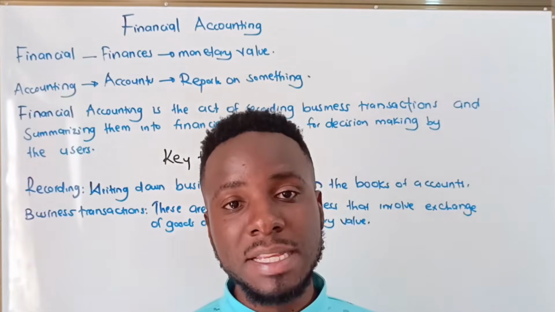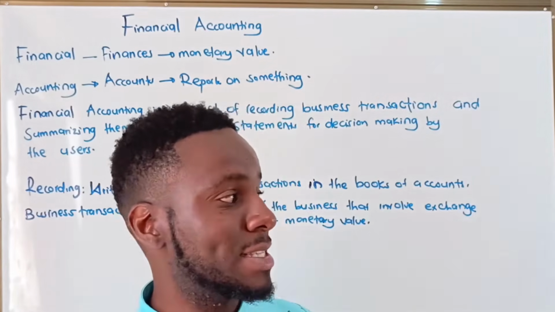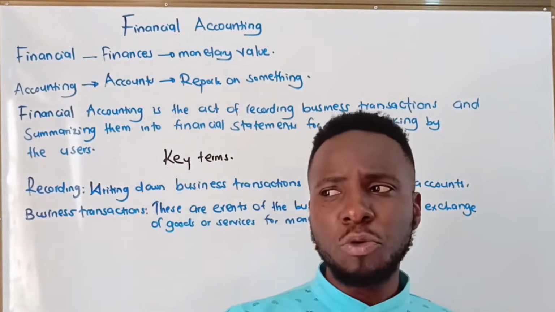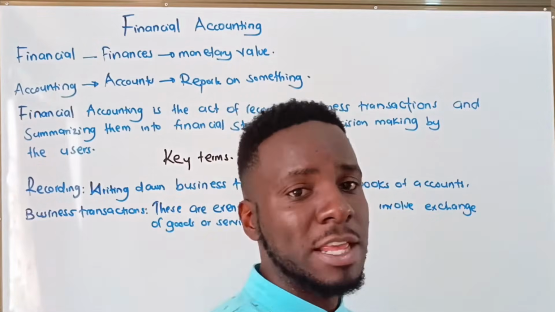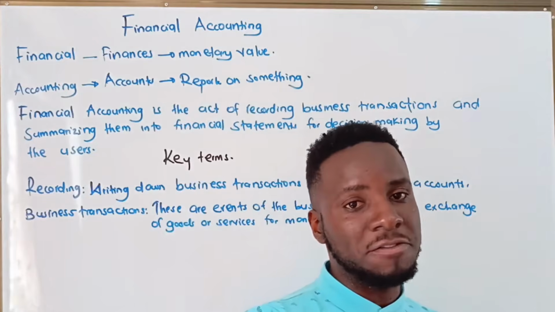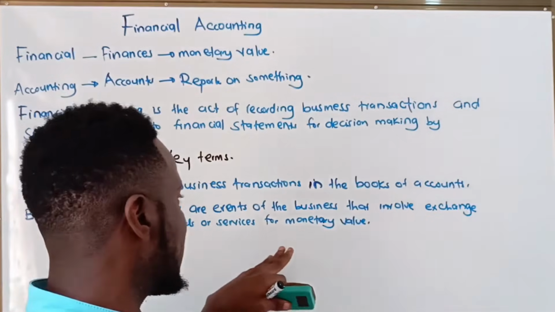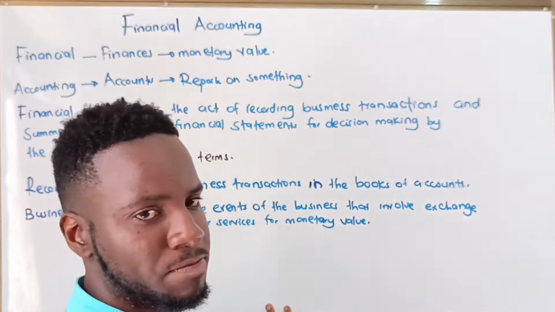Or a business can be dealing in goods. They're selling goods. For example, you purchase, let me say, raw materials. When you purchase raw materials, you are going to get the raw materials in exchange for money. That means you're going to give money and you're going to receive the raw materials. So that effectively becomes a business transaction.